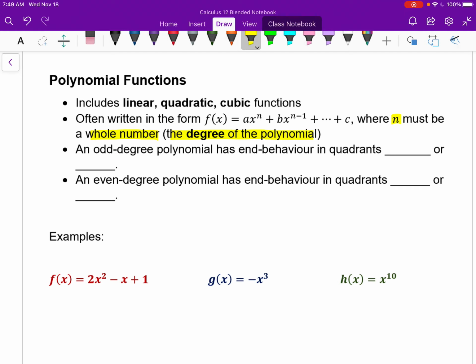And in general, since polynomials all have a degree that starts at 0 and goes up, they're always generally positive, even or odd degree. And so if it's an odd degree polynomial, the end behavior is in quadrant 3 and quadrant 1, or quadrant 2 and quadrant 4. And if it's an even degree, the end behavior is quadrant 2 and quadrant 1, or quadrant 3 and quadrant 4.